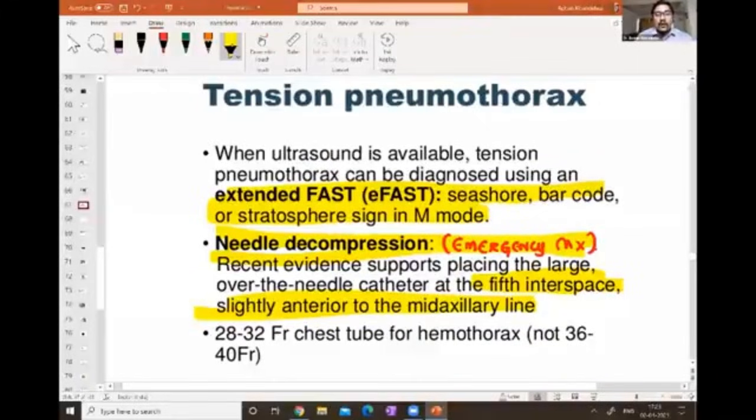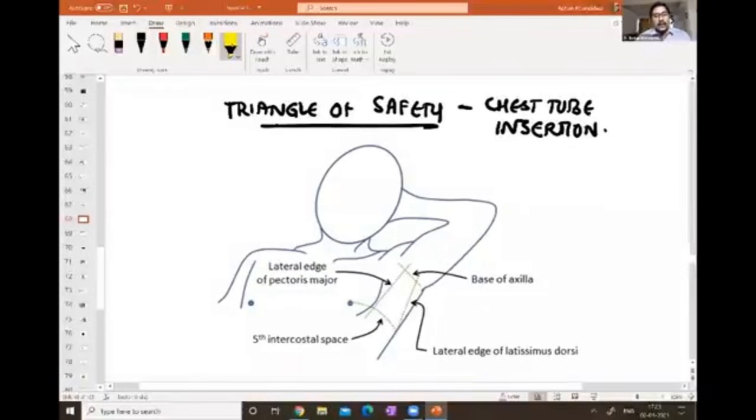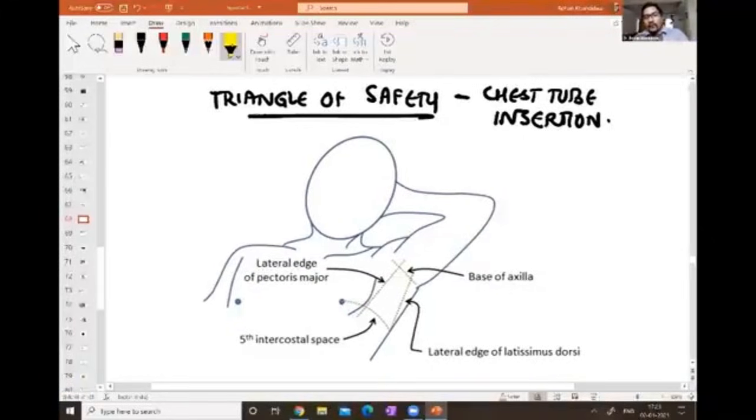This is the triangle of safety where a chest tube is inserted. You should be able to identify this triangle. It is bounded by the lateral edge of the pectoralis major, the lateral edge of latissimus dorsi, the apex is in the axilla, and the base is formed by the fifth intercostal space.